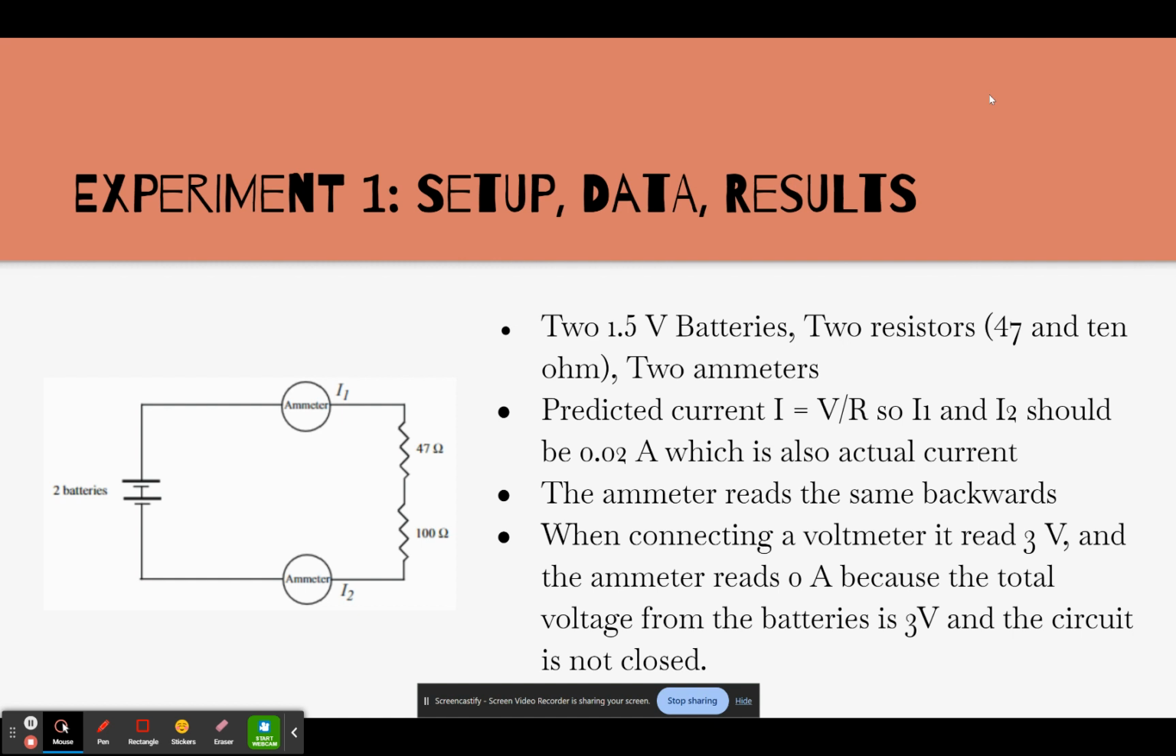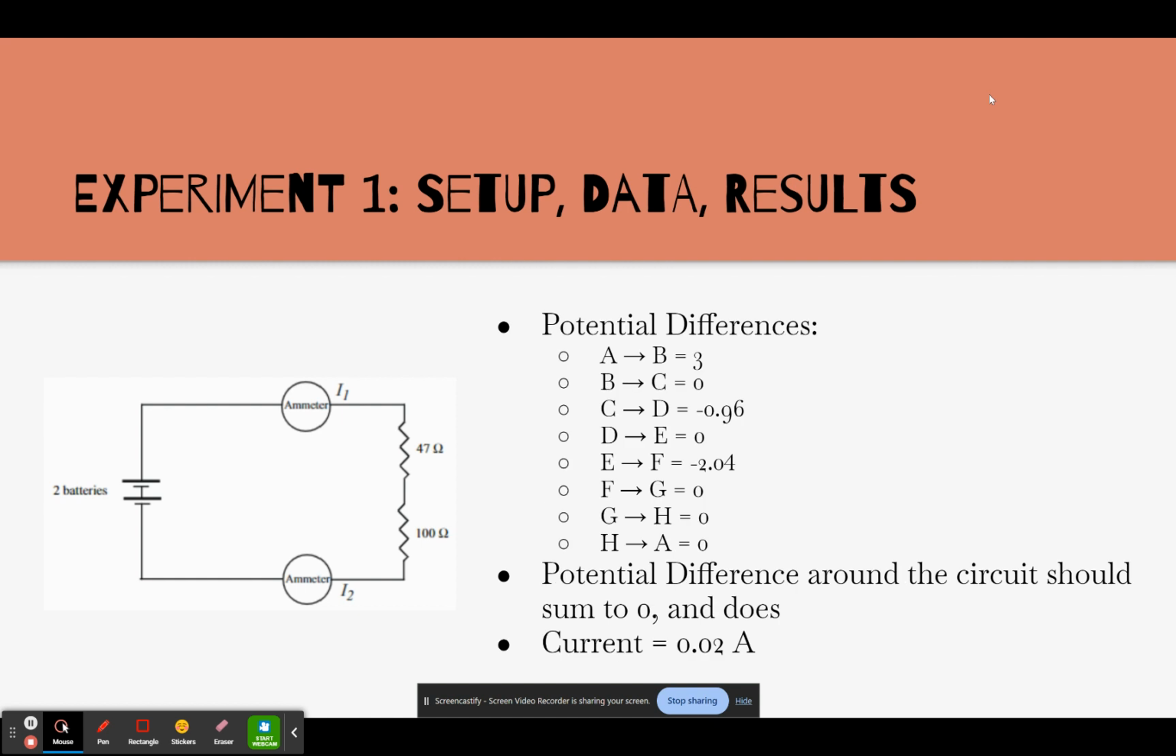And when connecting a voltmeter, it read 3 volts and the ammeter read 0 amps. This is because the total voltage from the batteries is 3 volts, but since we had to open up the circuit in order to attach the voltmeter, the circuit was not closed, so there was no current running. These are the potential differences across the different ammeters and resistors, and we found that if you add them all together, the potential difference around the circuit should sum to 0, and it does.